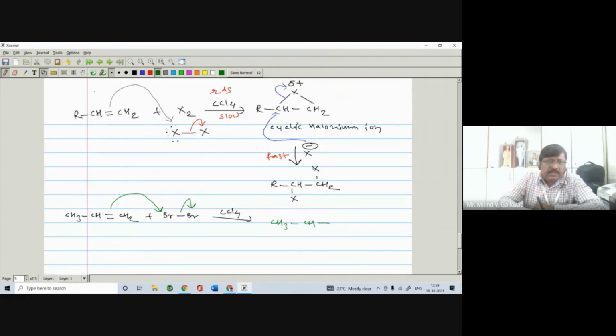Here is the CH3, here is the CH, and here is your CH2. So this Br positive forms a bond with the carbon and a carbon. So cyclic bromonium ion formation takes place.